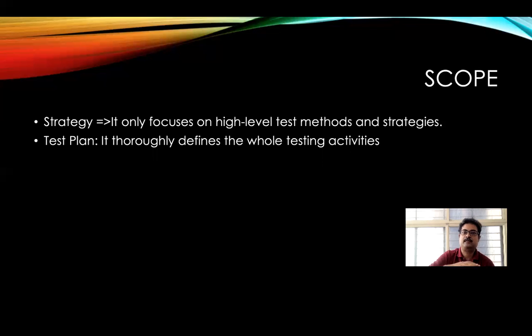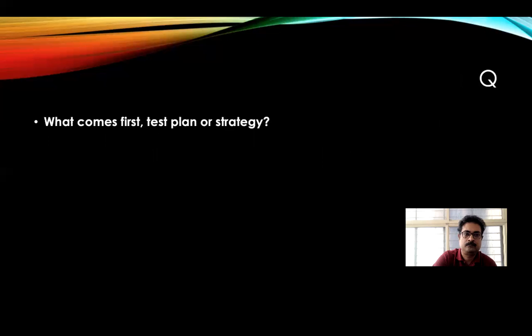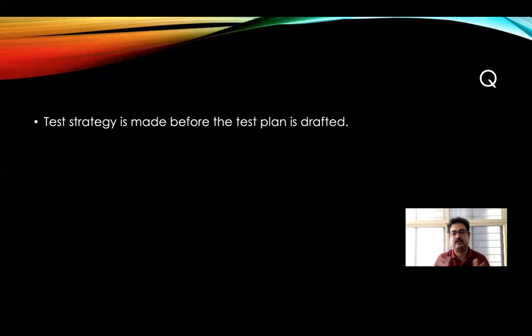Scope: test strategy's scope is high level methods and strategies, and for test plan, the whole testing activity comes under its scope. So what comes first, test plan or test strategy? Obviously test strategy comes before the test plan, and generally we derive the test plan from the test strategy. Generally, we create one test plan document, and test strategy is part of that document actually.